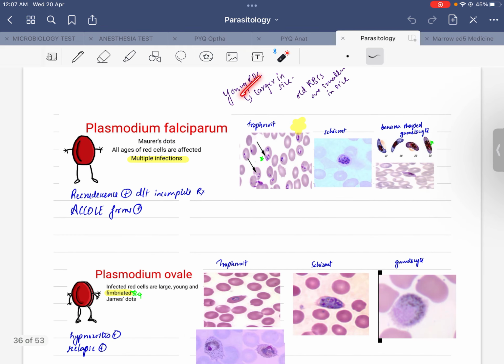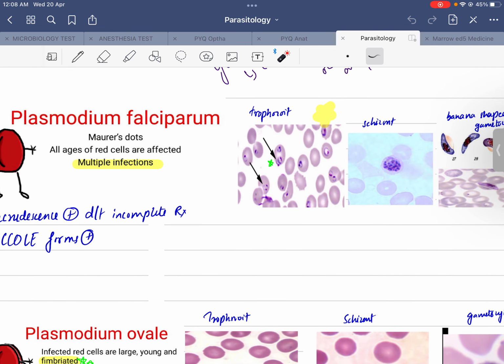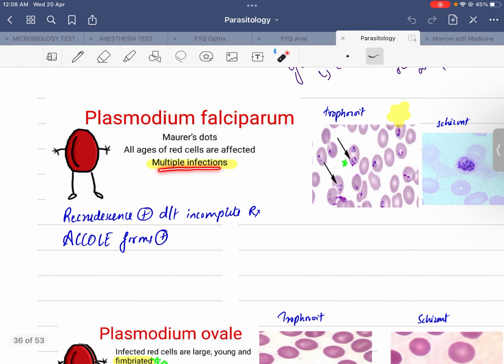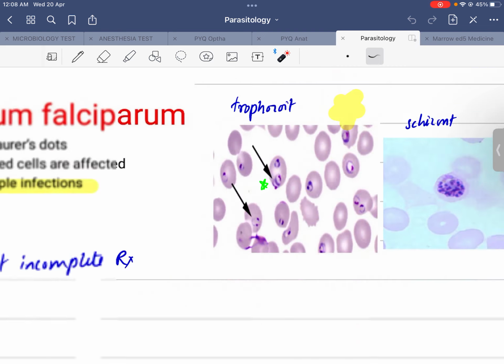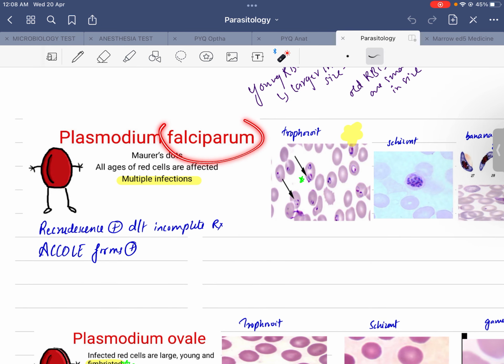So young RBCs are larger in size, old RBCs are smaller in size. Falciparum affects all ages of RBCs. Now the key thing you need to remember for falciparum is it causes multiple infections. What does that mean? Look here. Inside the RBCs, we have 3 trophozoites here. We have 2 trophozoites here. So whenever you see multiple infections, we are talking about falciparum.